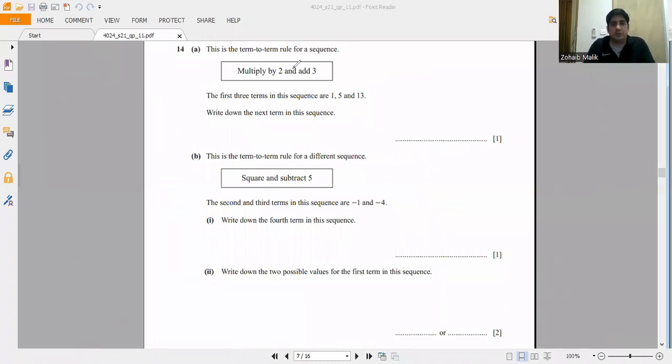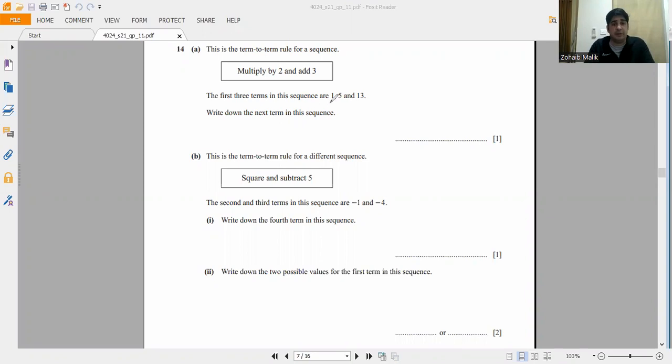This is the term-to-term rule for a sequence. Multiply 2 and add 3. The first three terms in the sequence are 1, 5, and 13. Write down the next term in the sequence, because the rule is given, multiply 2 for the current term and then add 3.